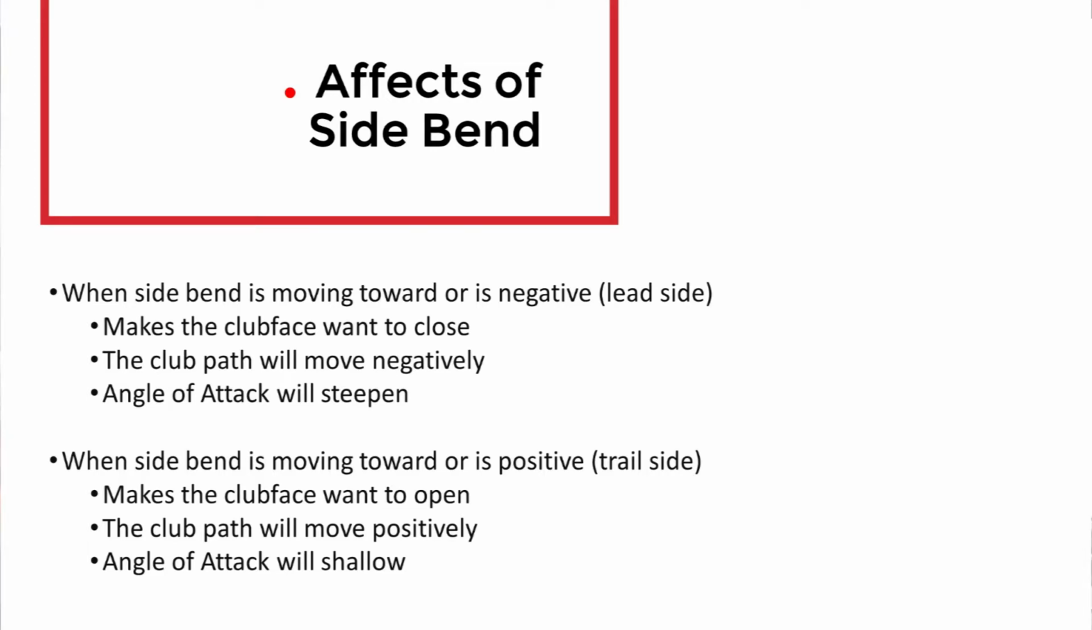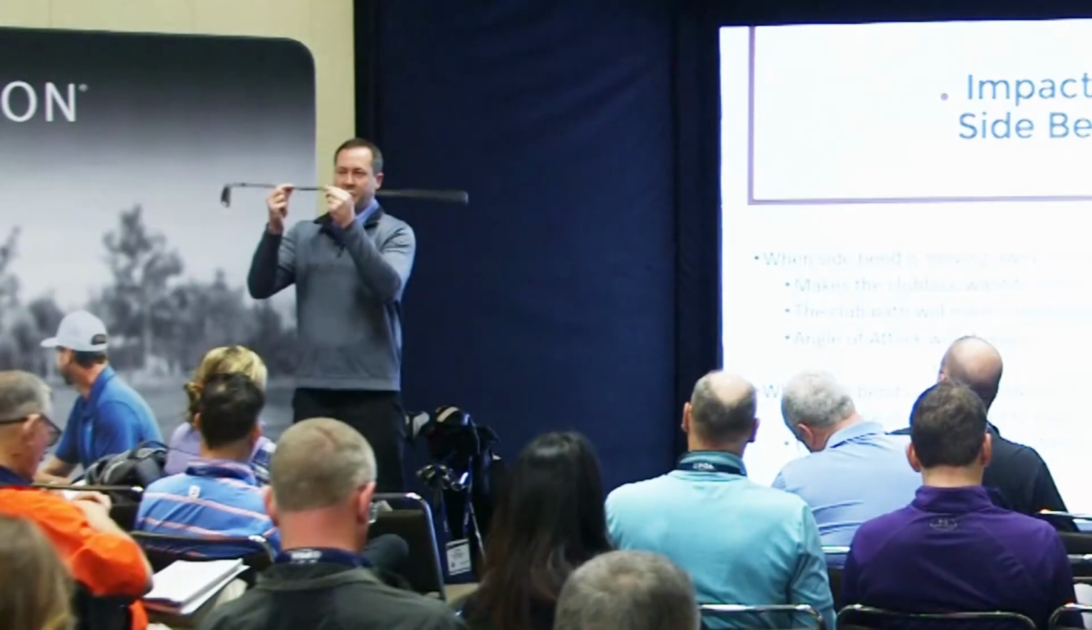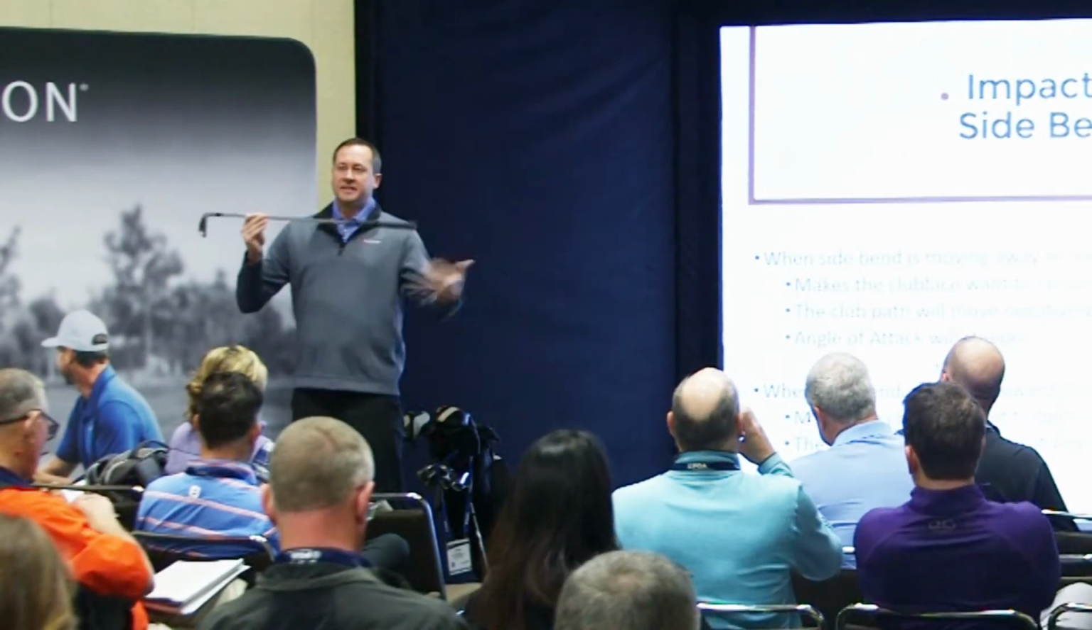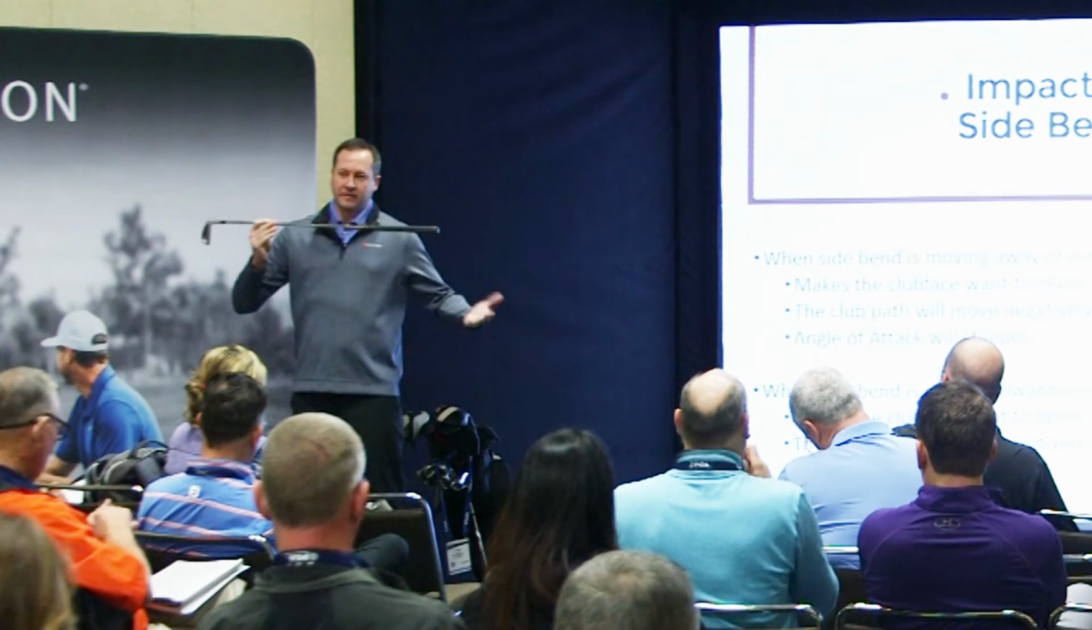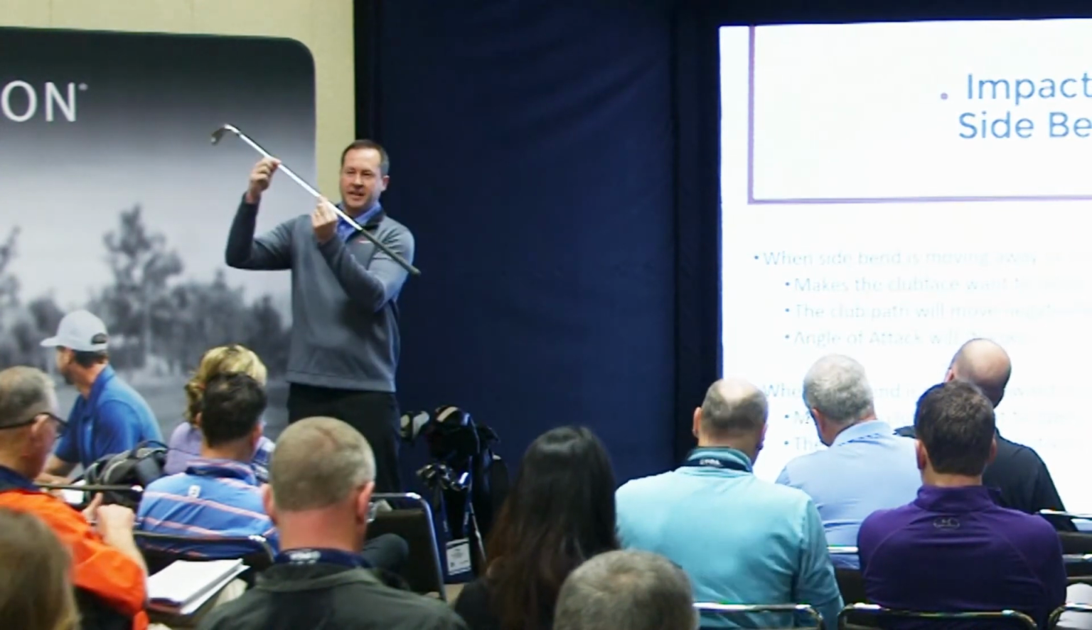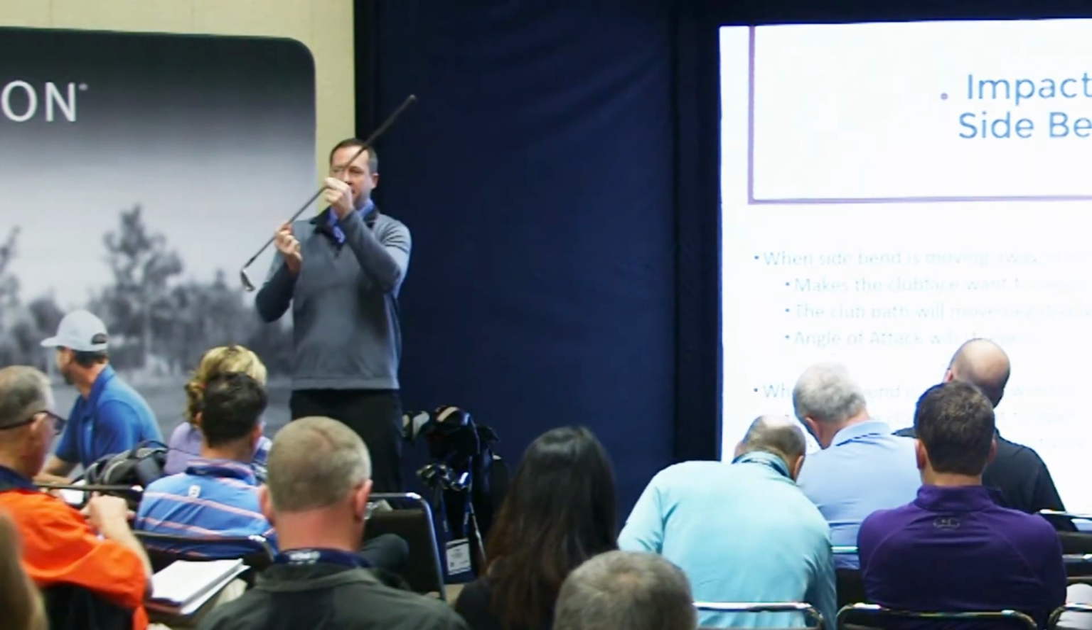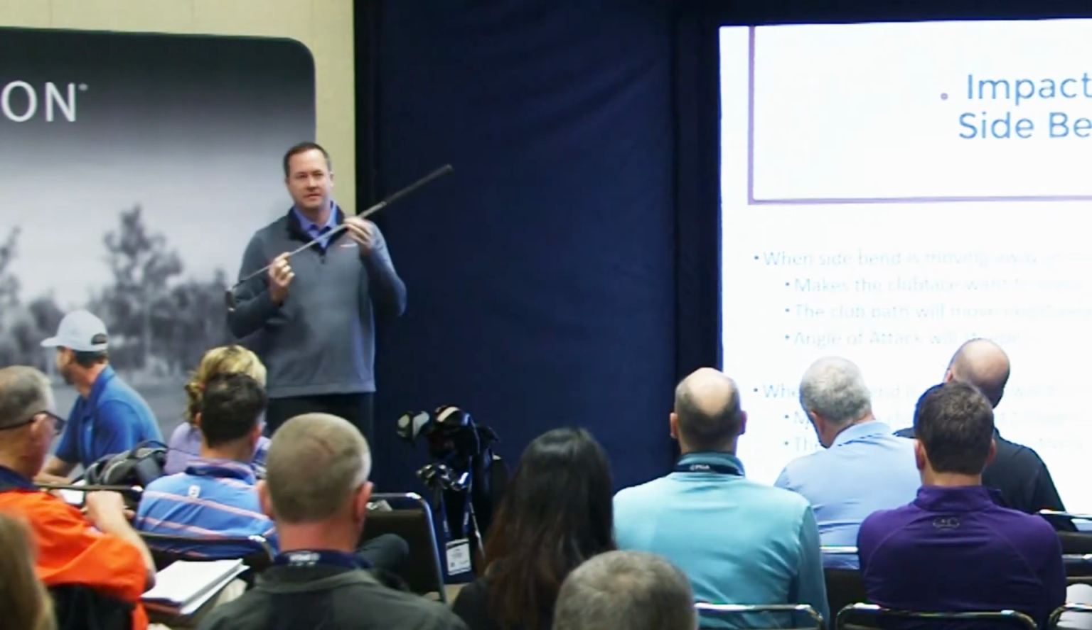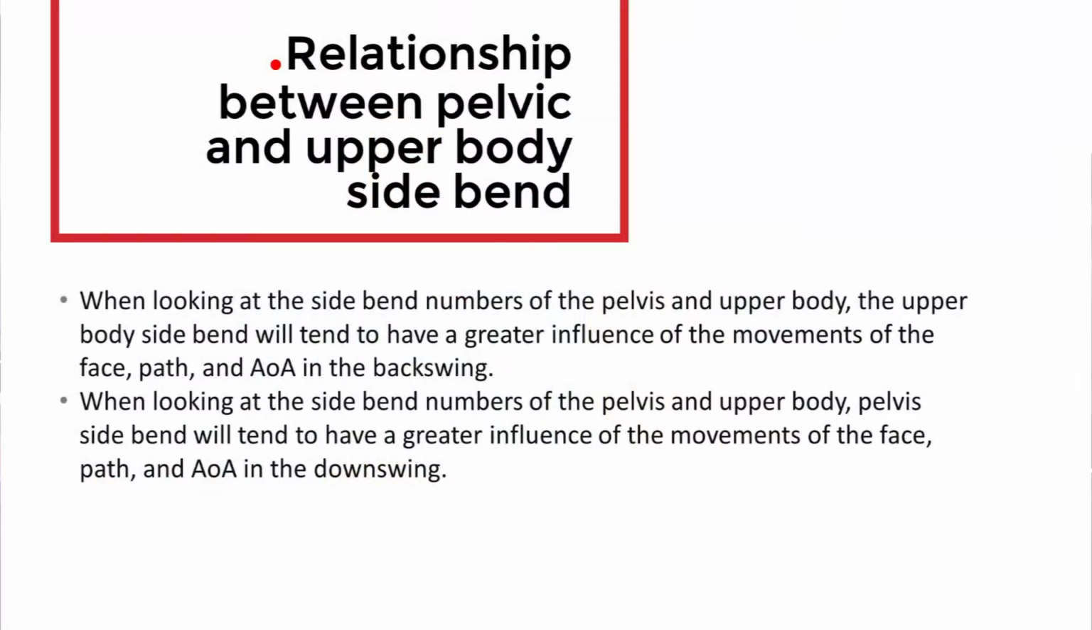Yeah. So just remember in our software that if this is side bend this way, lead side, so whatever the lead side is of the golfer, if I'm a right-handed golfer, if my lead side goes down, that's negative. If my lead side goes up, that's positive. In our software, that's what we mean by positive and negative in that statement. The relationship between the pelvis and the upper body in regards to side bend: when looking at the side bend numbers of the pelvis and the upper body, side bend will tend to have a greater influence on the movements of the face, path and angle of attack in the backswing.